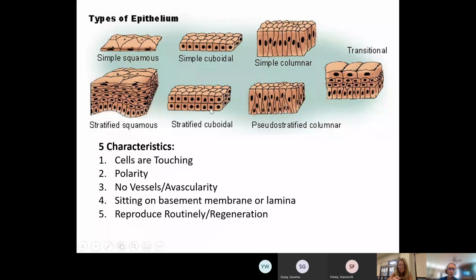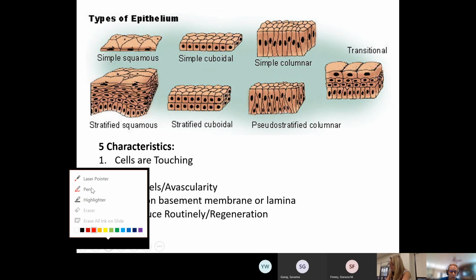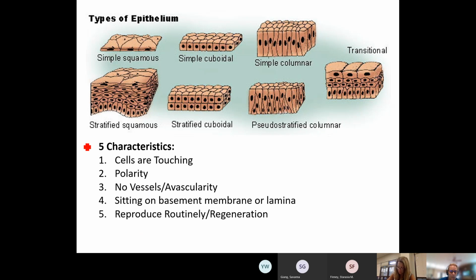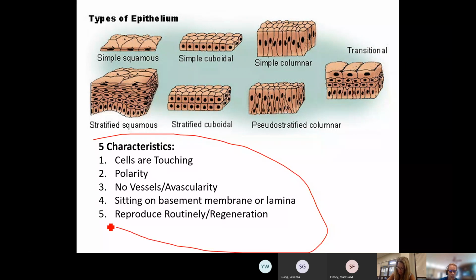All right. So again, in the last time we talked and in the activity on epithelial tissue, you're trying to figure out what is it that makes this tissue epithelium and not connective tissue. And the key thing to hone in on are these 5 characteristics.